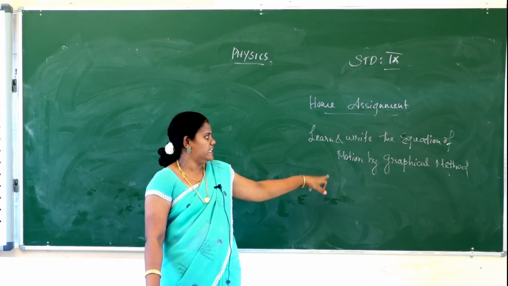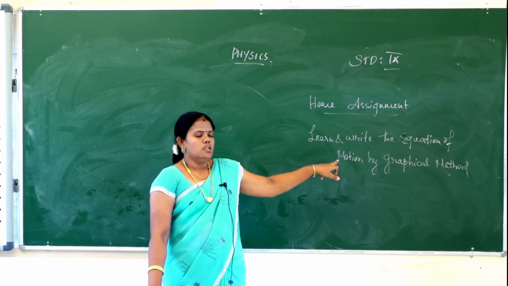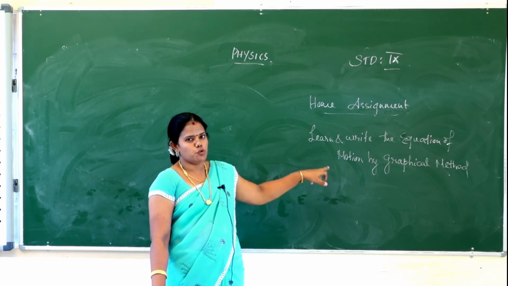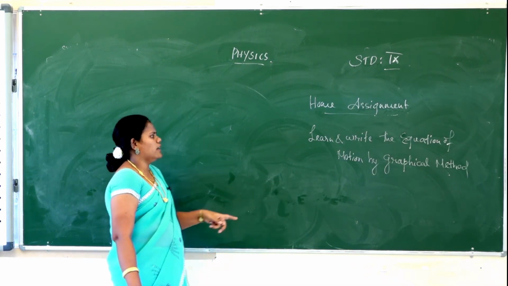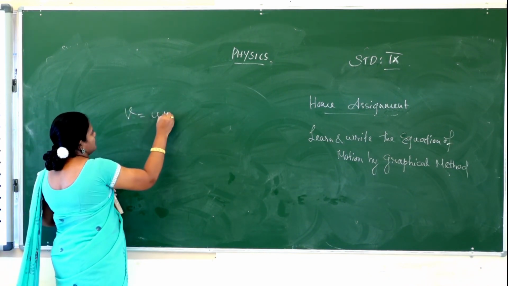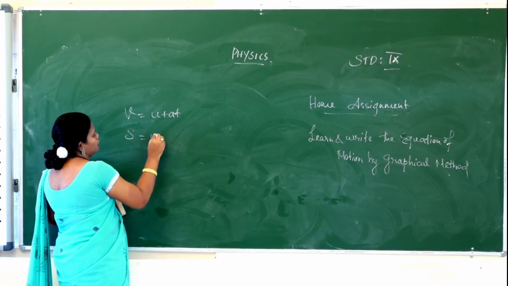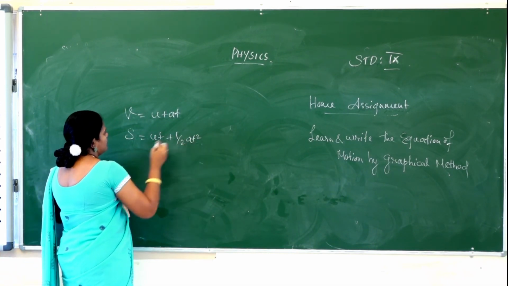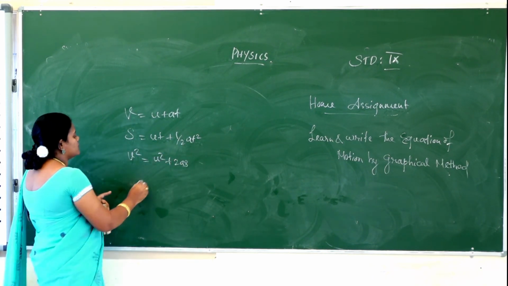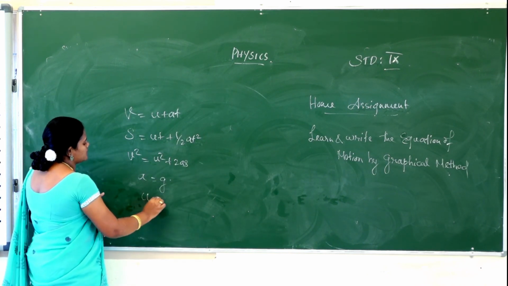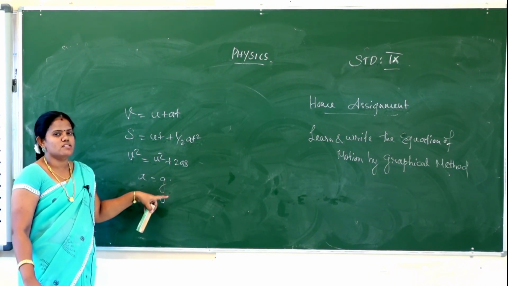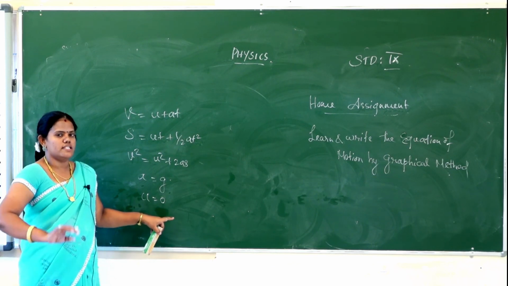v is equal to u plus at, s is equal to ut plus half at square, and v square is equal to u square plus 2as. And I forgot one thing. Due to the gravitational force, the same three equations apply. Under the action of gravity, the acceleration is changed into g, but the initial velocity is always taken as u is equal to 0.